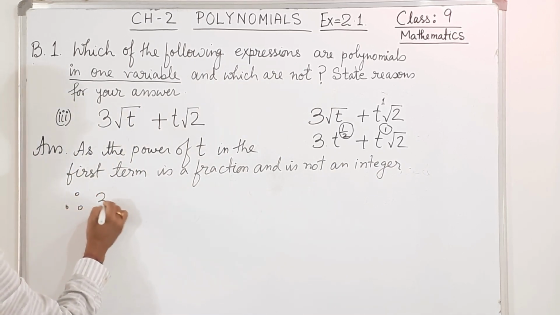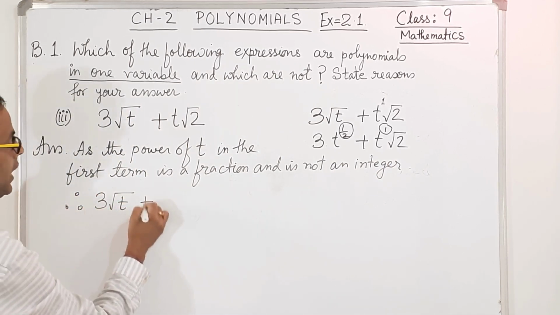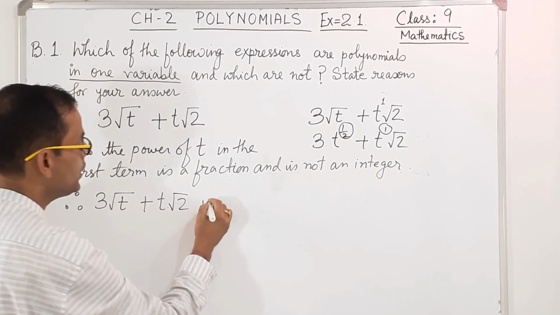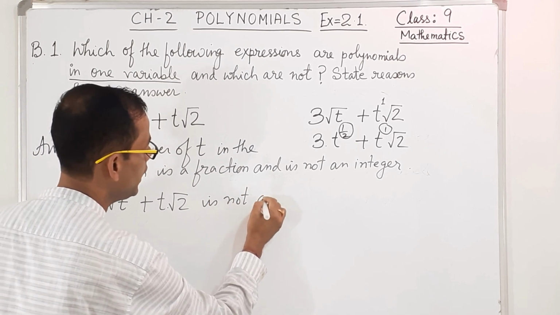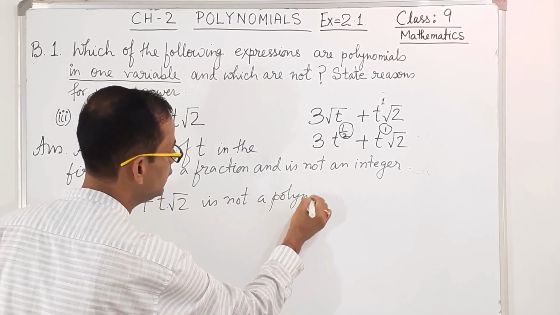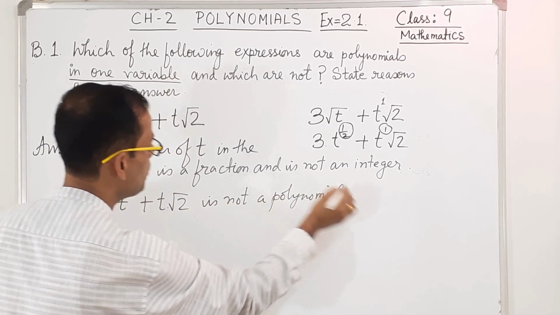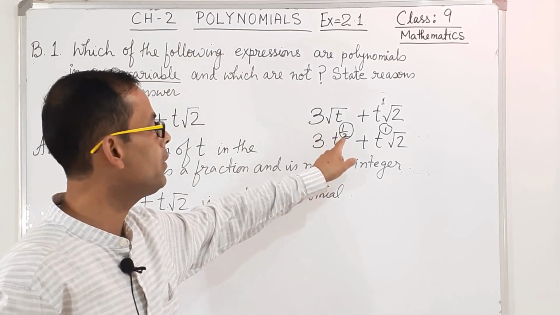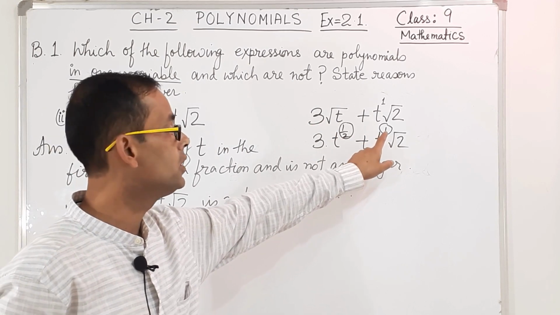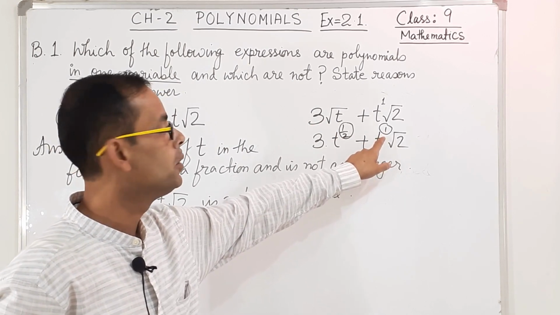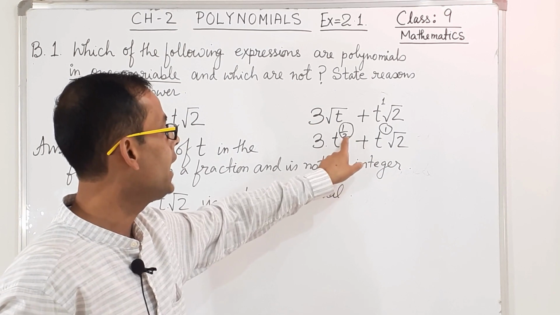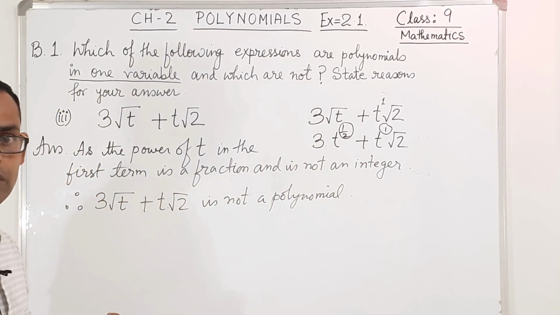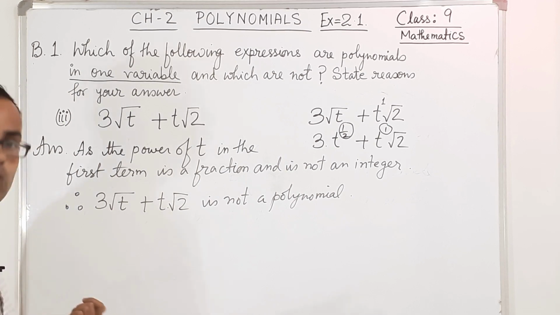Therefore, 3 into root over t plus t to the t into root 2 is not a polynomial. It is not a polynomial. Clear or no? Here t to the power half, here t to the power 1. So, this is an integer, a positive integer, and this is a fraction. So, if it is a fraction, it is not a polynomial. Clear? Now, we will move on to Roman 4.